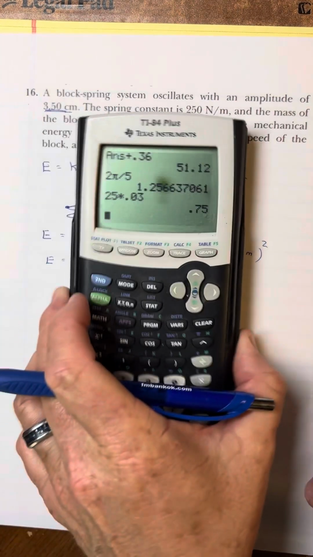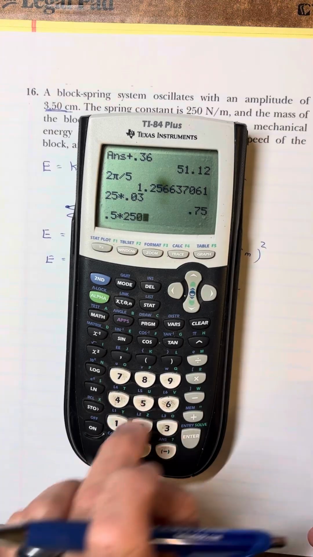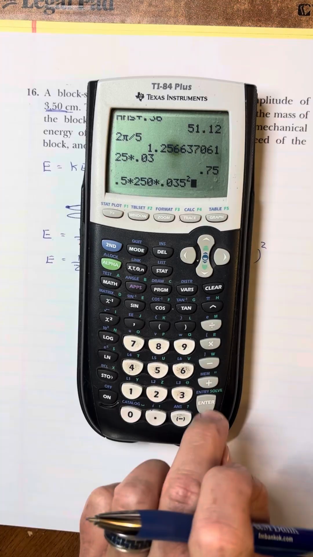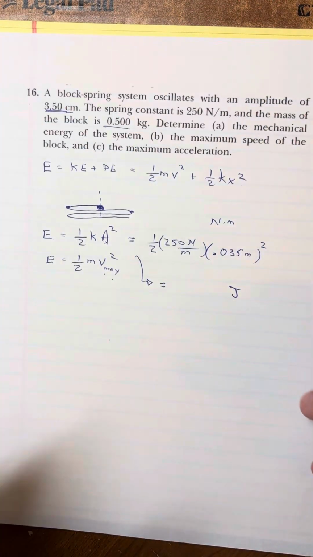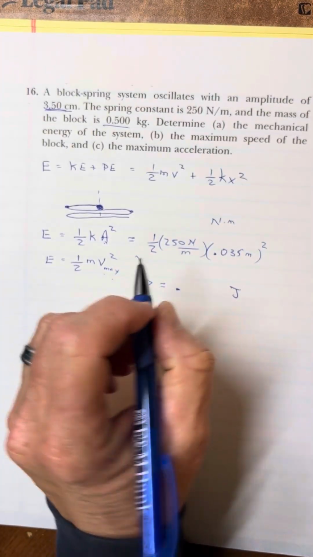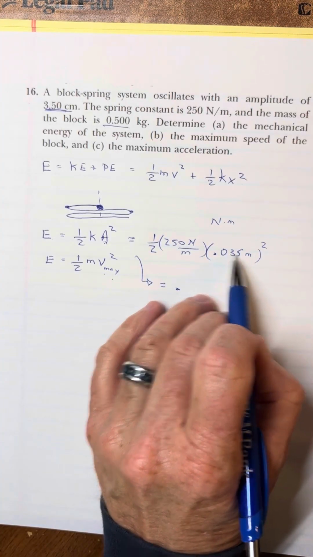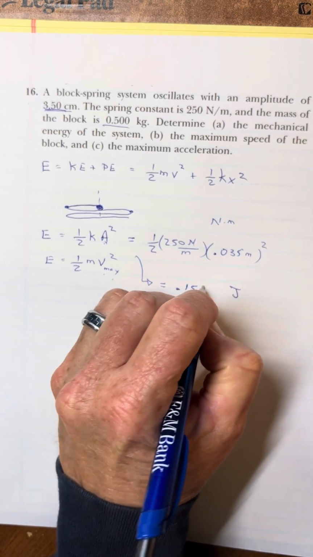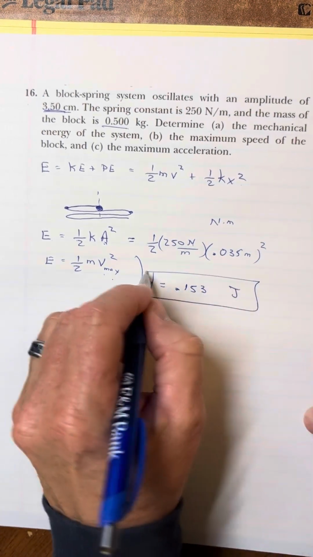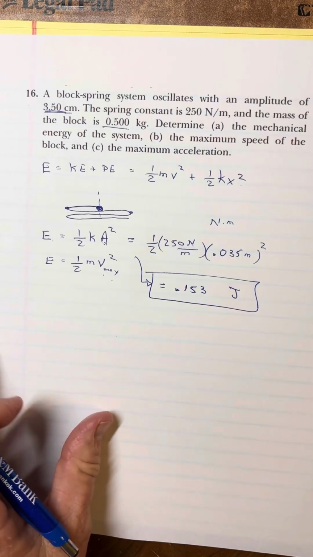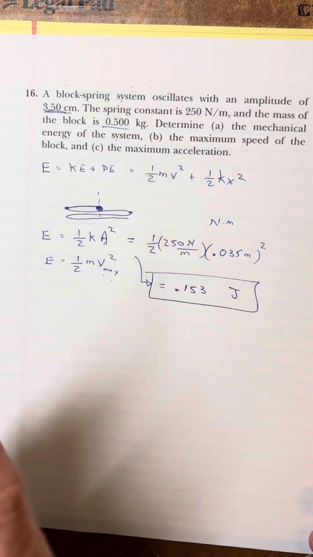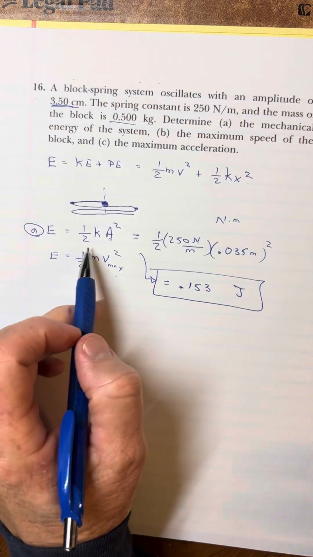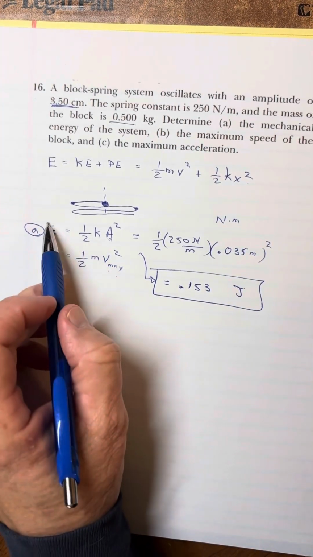In either case, getting a number here, so 1/2 times 250 times 0.035 squared is, let's see, 1, 2, 3. Let's call that 3 significant figures, 0.153 joules of energy that's in this system, the mechanical energy of it. And so I would be using this equation.